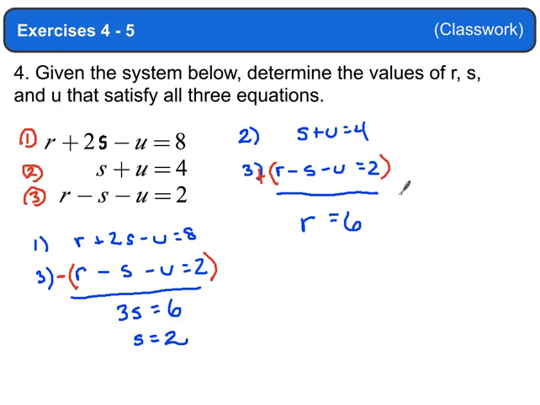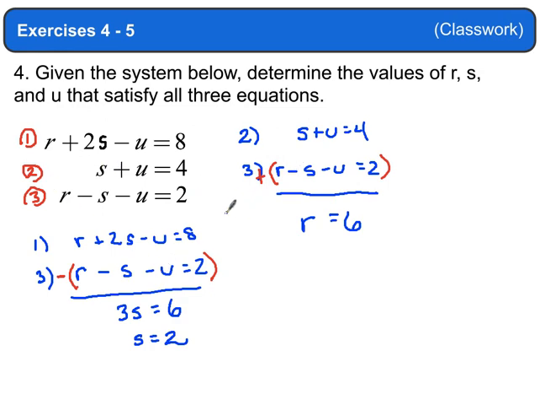So again, you can see this system's different than the last one. We have to be a little bit more cautious about which ones we choose to combine. In this one so far, I've chosen to combine 1 and 3 instead of 1 and 2. And I decided to combine 2 and 3 because it allowed me to solve for r. And now that I know s and r, I can use that to figure out u.